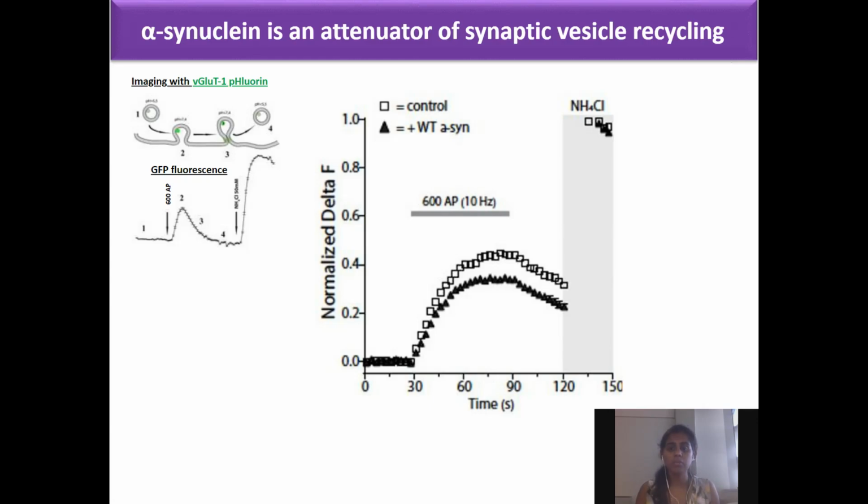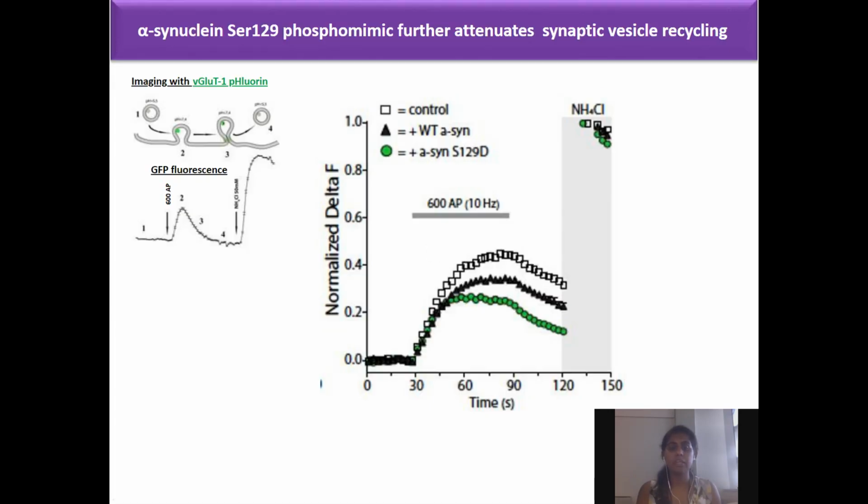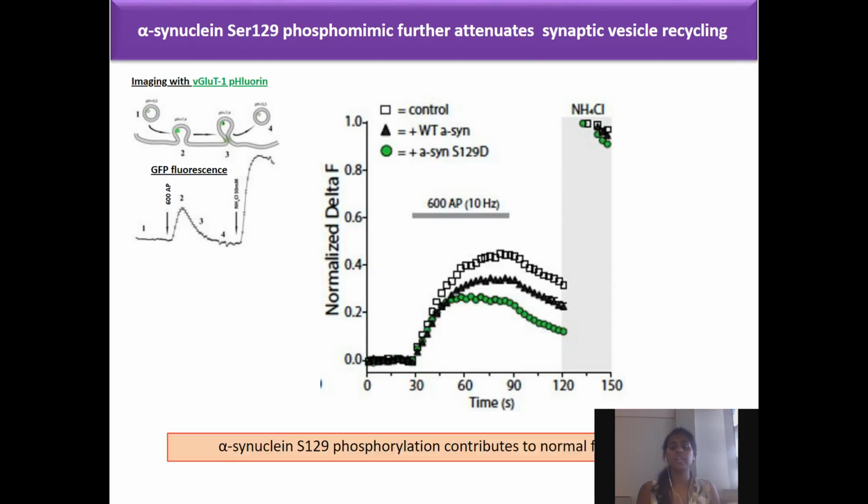So since the S129D mutation increases synaptic localization, we hypothesized that this overexpression will further attenuate synaptic vesicle recycling. And in fact, that is what we saw: the D mutation further reduced synaptic vesicle recycling. So this shows that alpha-synuclein 129 phosphorylation indeed contributes to the normal function of alpha-synuclein.